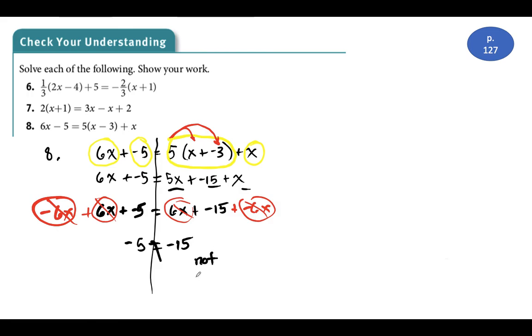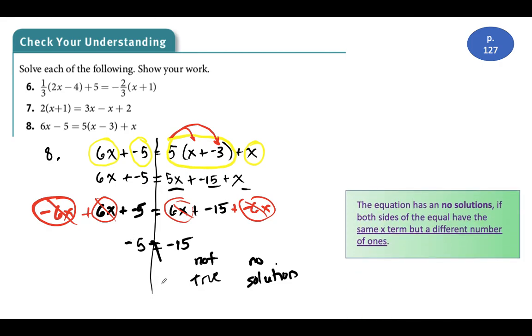Not true. And since this statement is not true, and there's no variable, that's the key. There is no variable. It's gone. We know that this will never work. There are no numbers that you could substitute in for x that would give you the same number on both sides.